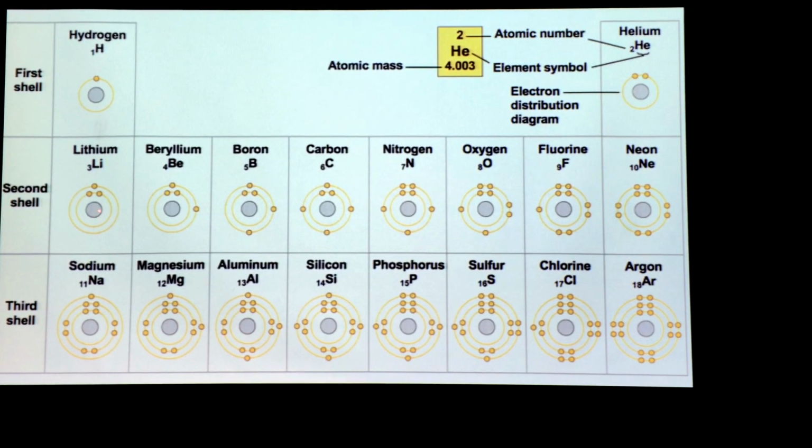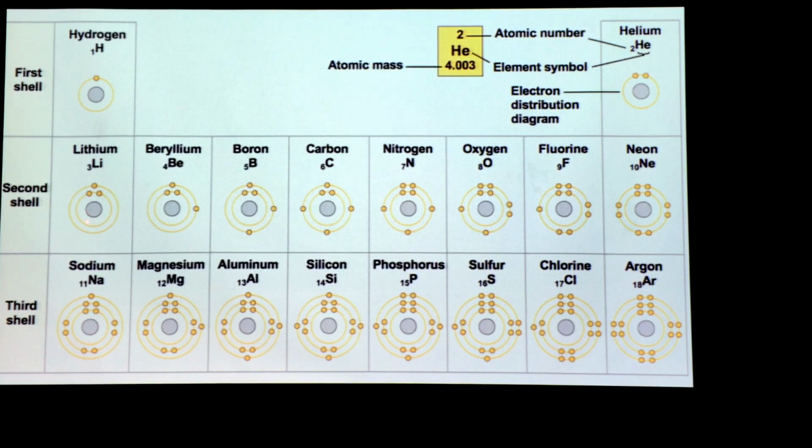Let's look at lithium. Lithium has 2 orbital shells. How many electrons does lithium have in its outermost shell? Only 1. How many more can it hold? It can actually hold 7 more.